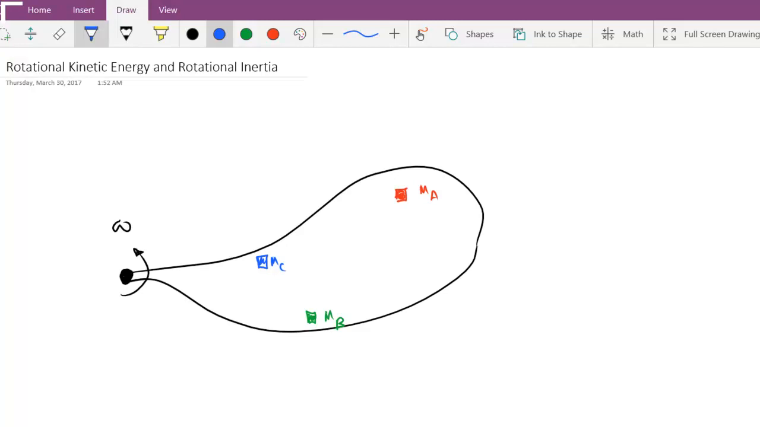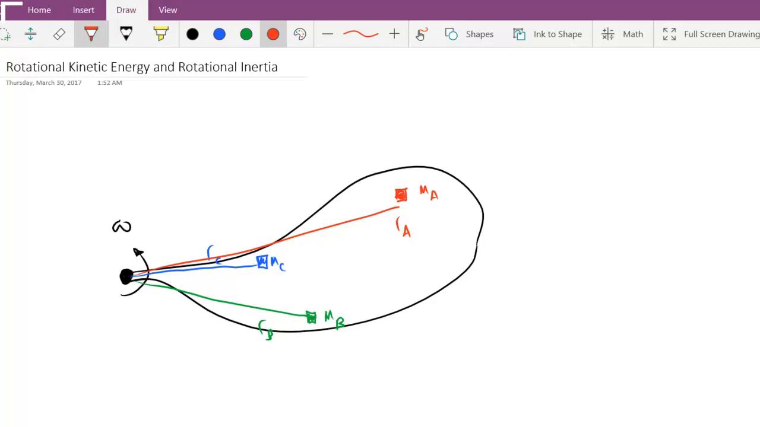And these are all located some distance from the axis of rotation. So I'll say this is our distance to C, this is RC. And then we have the distance to B, I will call this RB. And I will call this distance to A, RA. So they all have some distances there.